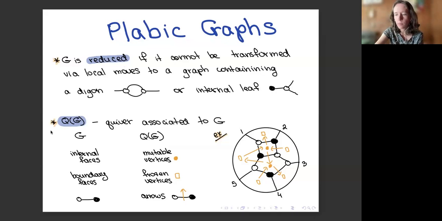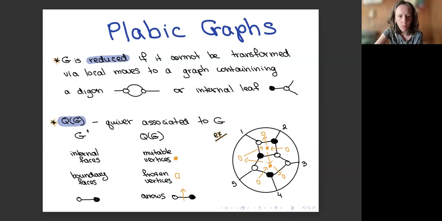Now, given this plabic graph, we can associate a quiver to it. Our goal is to go back to the cluster algebra. We're going to want to go back and define all of these cluster algebra things for it. So my Q of G is going to be the quiver associated to this reduced plabic graph G. And the assignments work as follows. It is very, very nice.